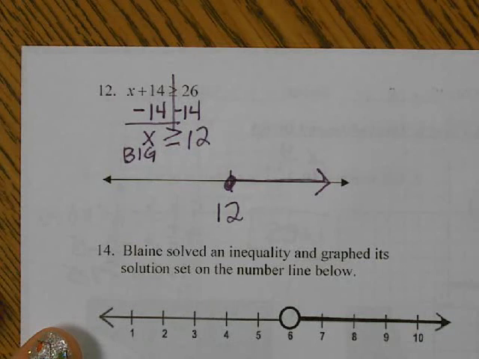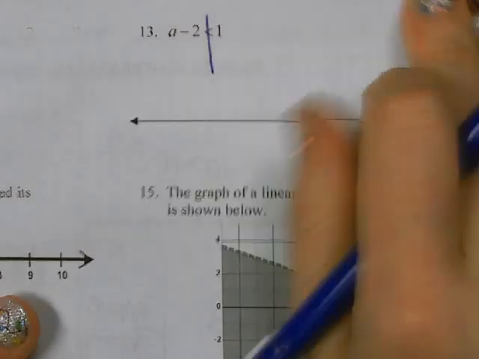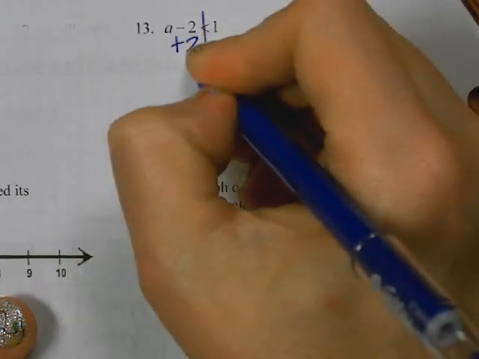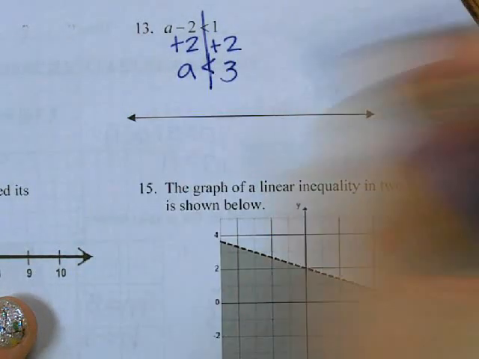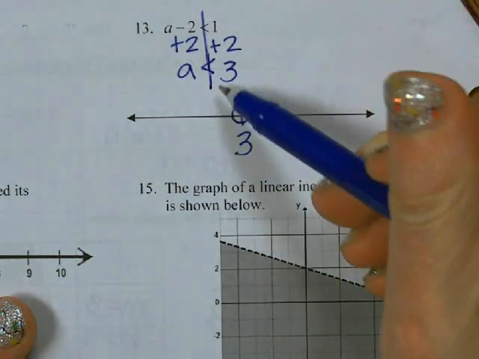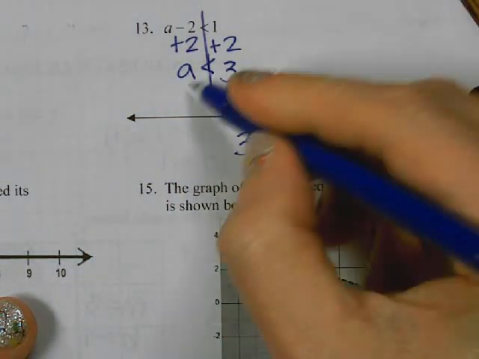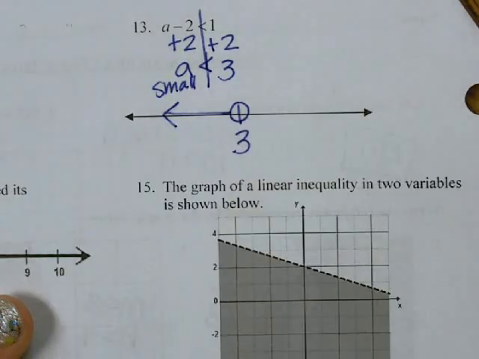Okay. Number 13, solve it. We have to add 2 to both sides. So a is less than 3. Put 3 on the number line. It gets an open dot because it's not or equals to. a is on the small side, so you shade in the small direction.